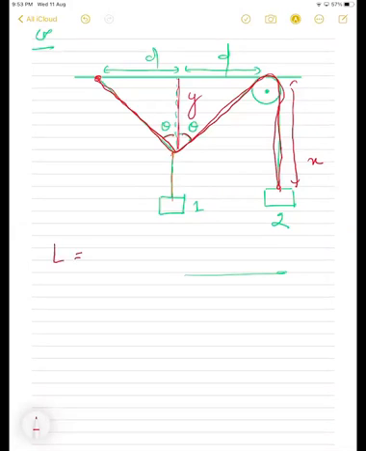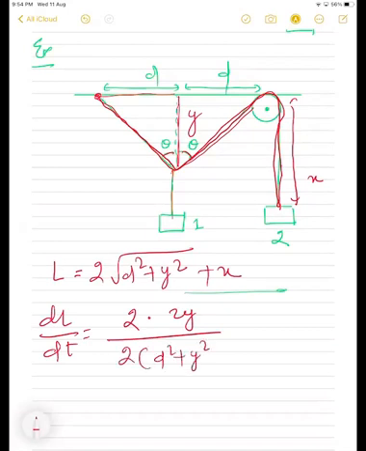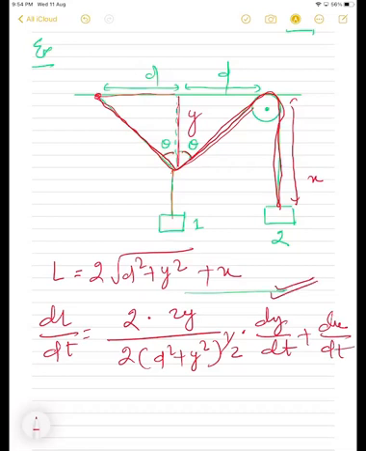And what is the length of the string? Semi L is equal to how much? This is d, this is y, so this is square root of d square plus y square. This is also square root of d square plus y square. Then 2 times square root of d square plus y square, plus x, that is equal to constant. In the same way, if I differentiate, then dl by dt is equal to 2 times, then 2y is internal, that will be differentiated and multiplied, the rest assumed as another function. So 2 times d square plus y square to the power half, then dy by dt, plus dx by dt. This is the derivative of a constant.